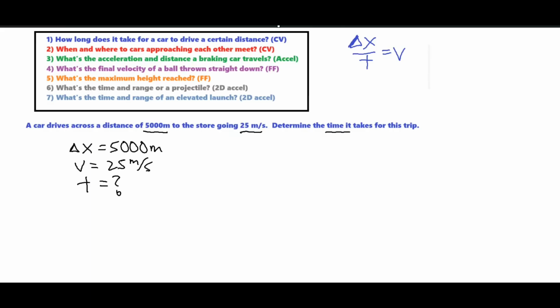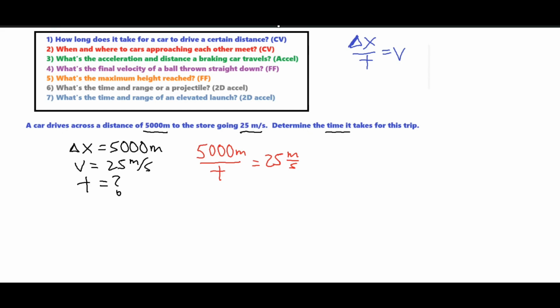All right, for this one, we already labeled all of our known variables. We labeled the variable that we're looking for with a little question mark next to it. And then you go ahead and pick the formula that matches up with it. Since we're working on a constant velocity problem, we only really have one option, delta x over t equals v. So then we're going to go ahead and put that right into the formula, substitute in our known variables. And then after we do that, we're ready to do a little bit of algebra and problem solving.